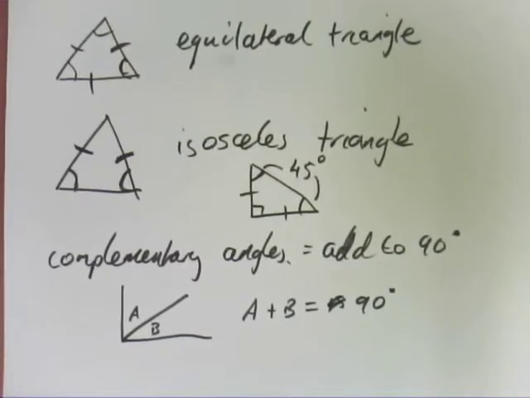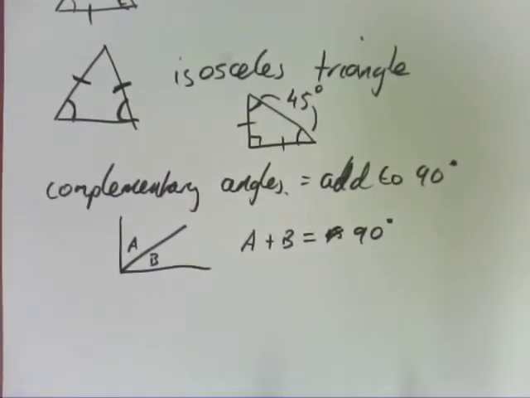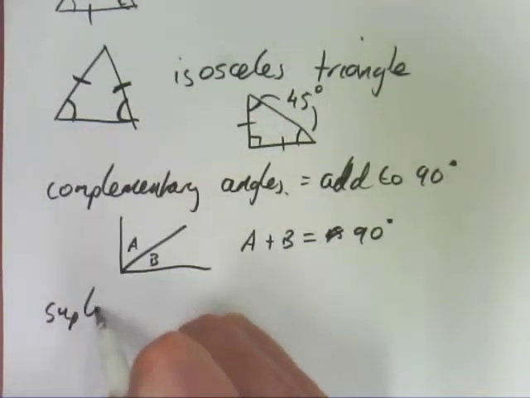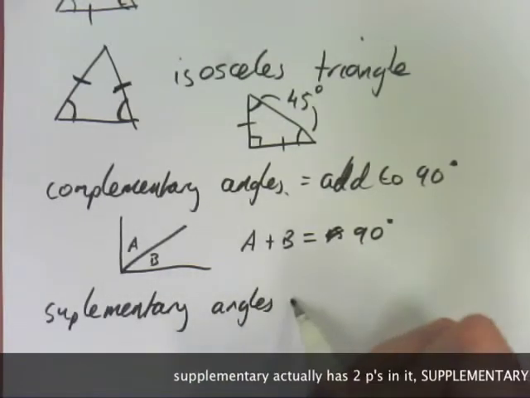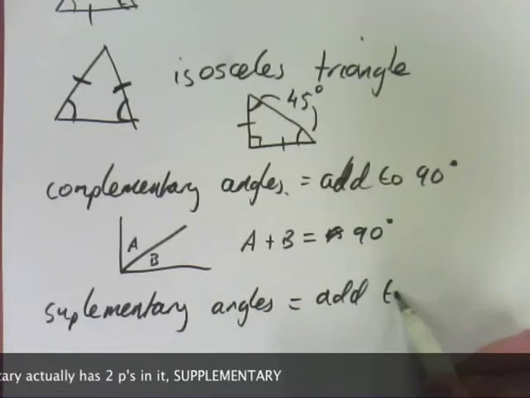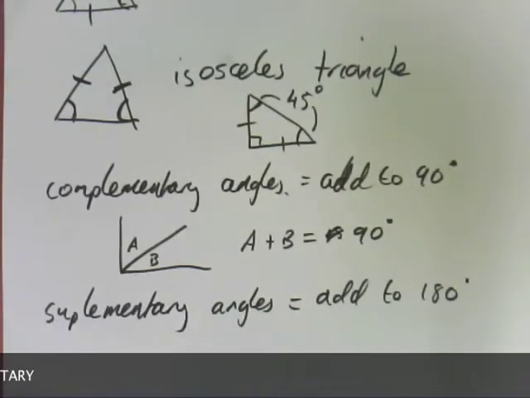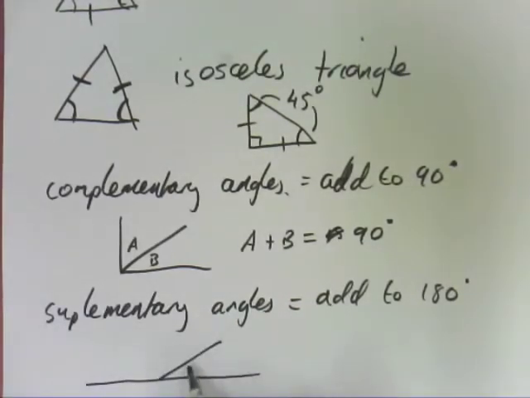Alright, there is another set of fancy angles that we call supplementary, and they add to 180 degrees. Okay, for example, A plus B will equal 180 degrees.